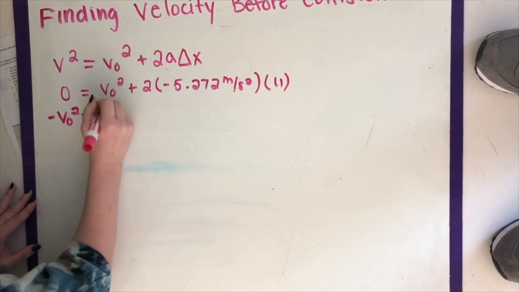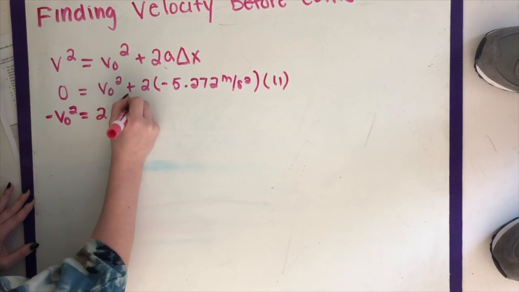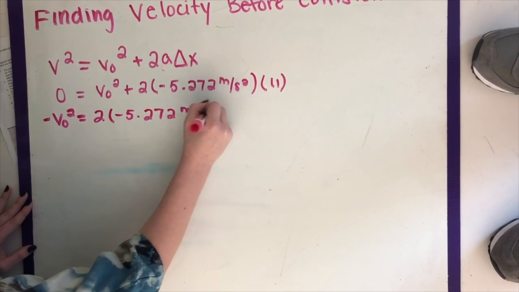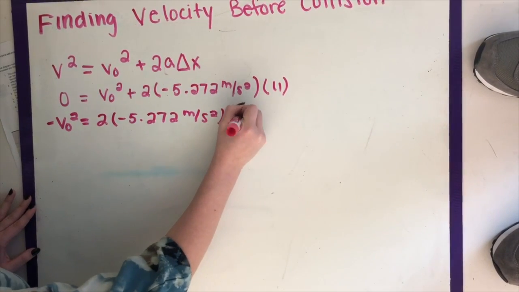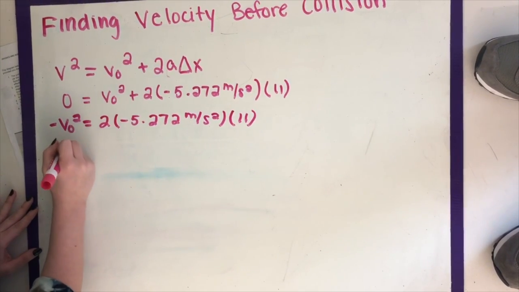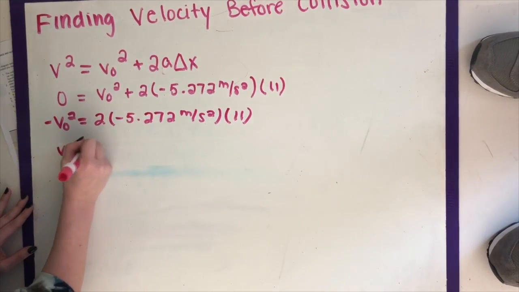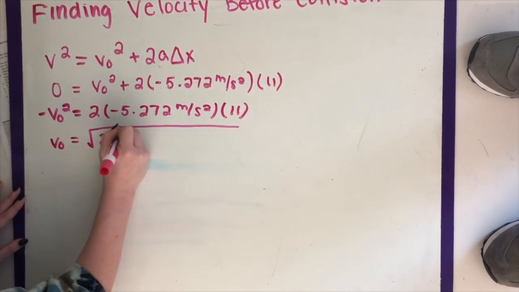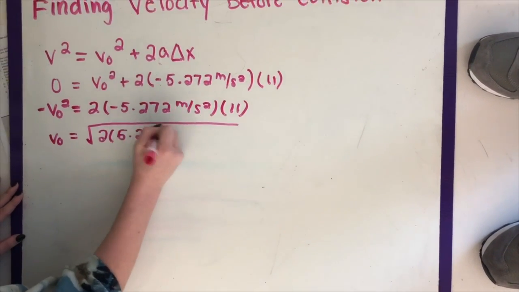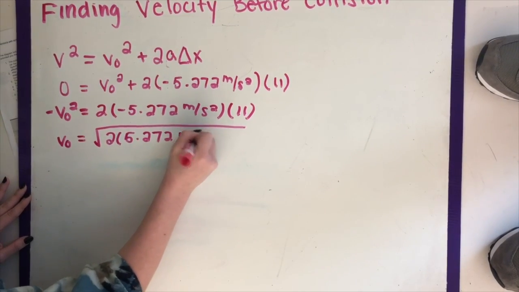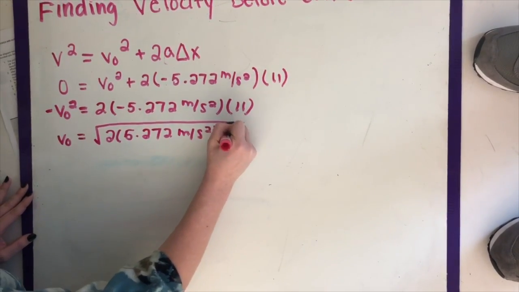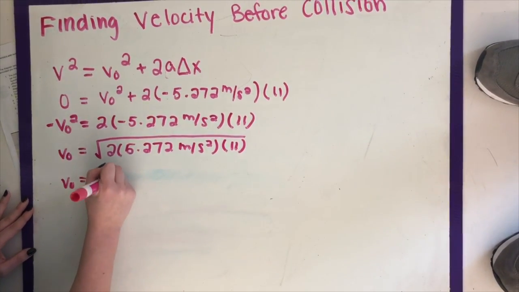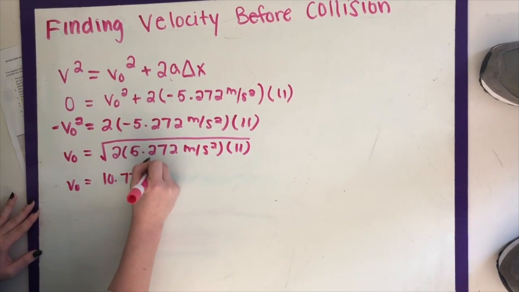We will subtract v naught squared from both sides, which is equal to 2 times negative 0.272 meters per second squared times 11. We will square root both sides and solve for v naught, which will be equal to the square root of 2 times 5.272 meters per second squared times 11. And the final velocity of the truck is 10.77 meters per second.